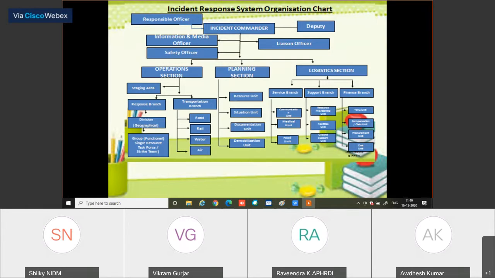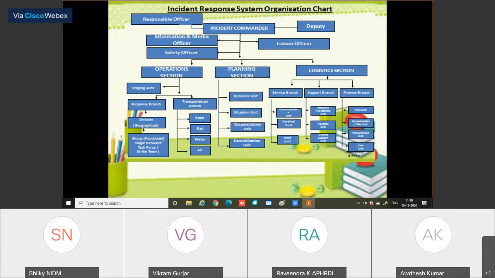Their nomenclature is being termed as officers, and we can have small incident organization charts. We can have large incident organization charts, where we can have commands, sections, branches, divisions, and groups. This is a large incident organization chart. Under our various sections, we have branches and we have units.